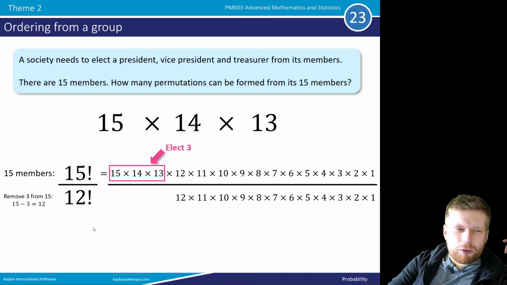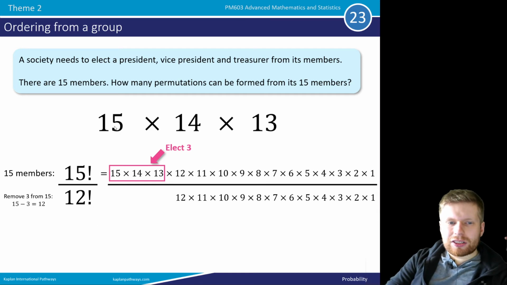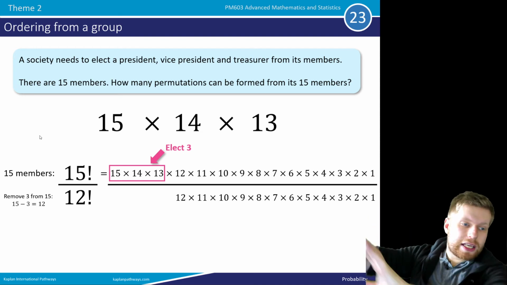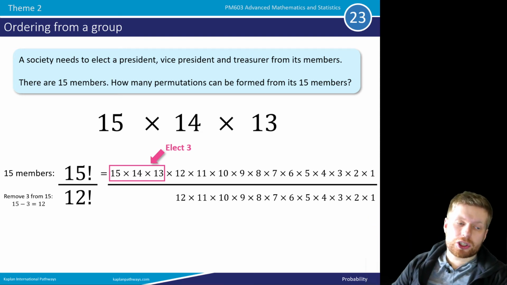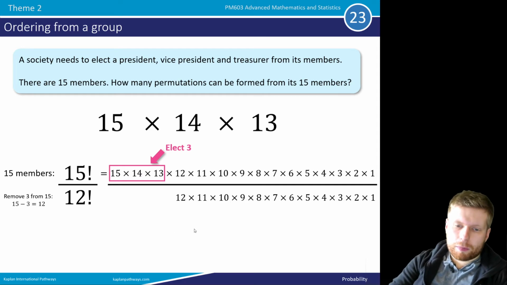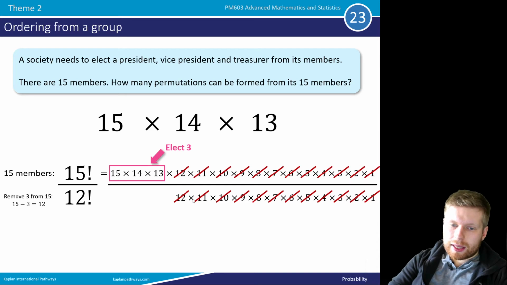Remember, where did this 12 come from? Well, it came from the fact that we started off with 15 members, we elected 3, which means that 12 of these people were not chosen to go in any of the positions. Okay, so that's where the 12 factorial comes from. And of course, to remove them from a factorial, we need to divide, same as before. Okay, so in other words, then they cancel off and we'll just be left with what we want.